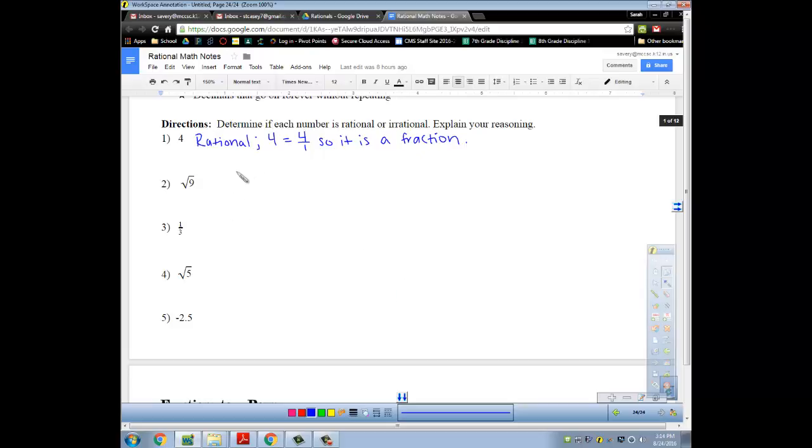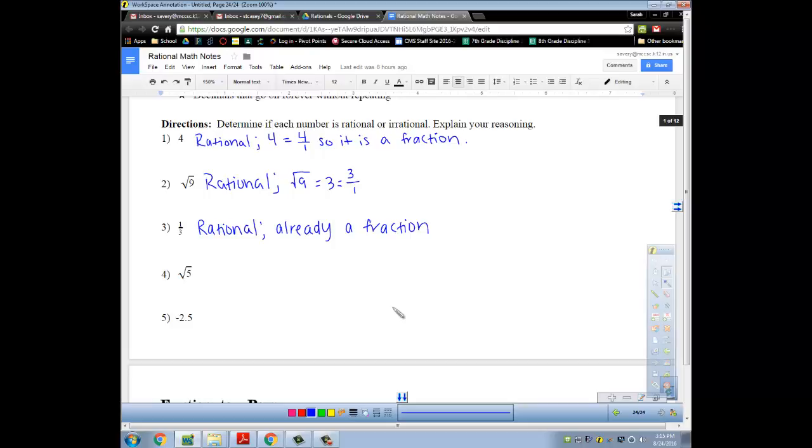The square root of 9 is going to be rational. And the reason is because I know the square root of 9 is 3. And 3 can be written as 3 over 1. 1/3 is going to be rational. The reason is because it's already a fraction. So remember, rational means can be written as a fraction. So if it's already a fraction, it's definitely rational.